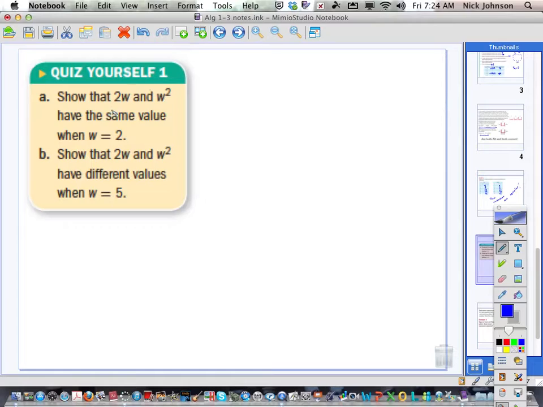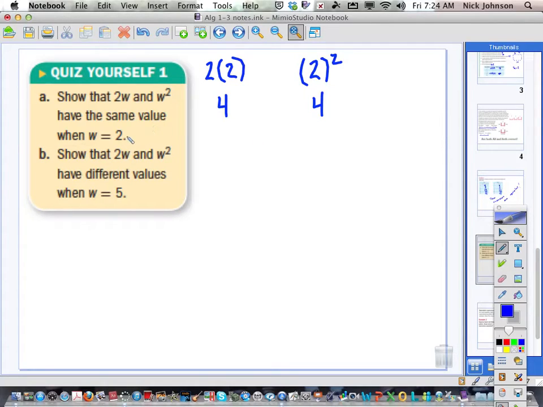Quiz yourself. Show that 2w and w squared have the same value when w equals 2. Well, I'm going to put 2 in for 2w. What's 2 times 2? Well, 2 times 2 is 4. Okay? Now I'm going to put 2 in for w squared. So I get 2 squared. Well, what's 2 squared? 2 squared is also 4.